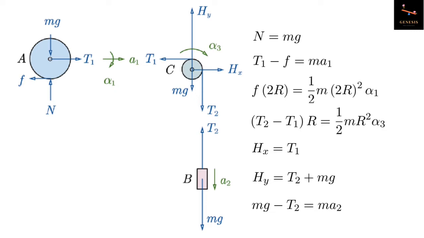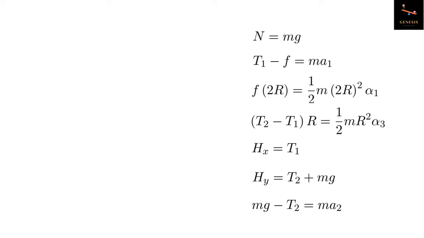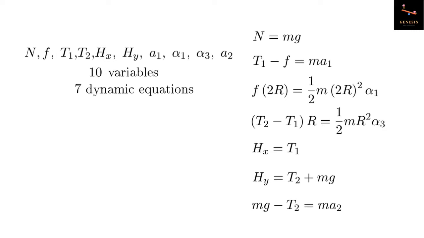Now we come to a very crucial step. Usually, students proceed blindly without taking into account how many variables they have introduced. With practice, you will be able to write the relevant equations. However, for beginners, I advise that you write all the equations clearly. Why, you ask? Observe that we have 10 variables: N, F, T1, T2, Hx, Hy, a1, a2, alpha1, alpha3. But only 7 dynamic equations.